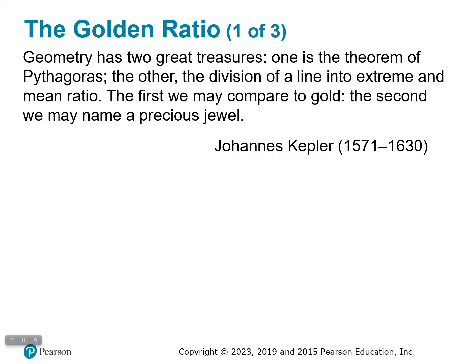Here we go. Geometry has two great treasures. One is the theorem of Pythagoras, the other the division of a line into extreme and mean ratio. The first we may compare to gold. The second we may name a precious jewel. Johannes Kepler, incredible astronomer, mathematician. He did some great work.